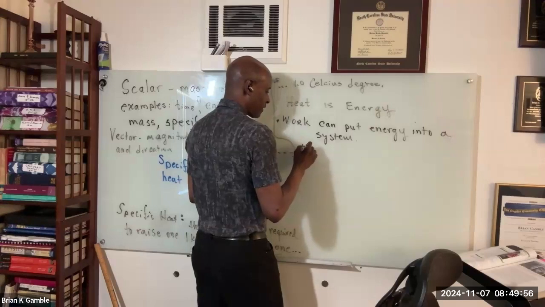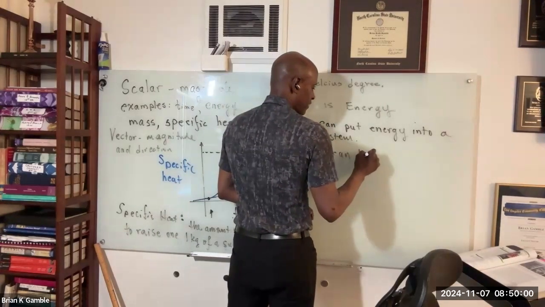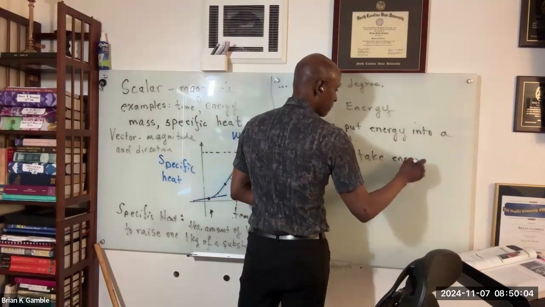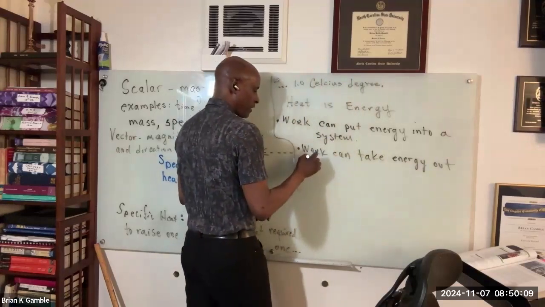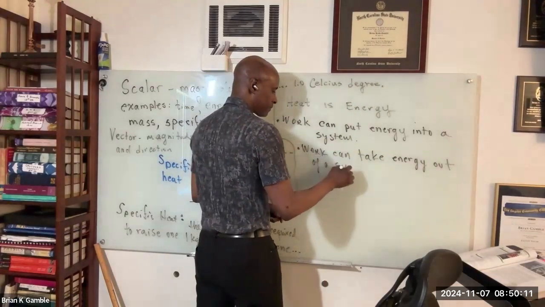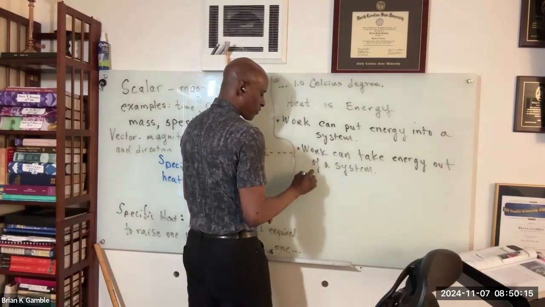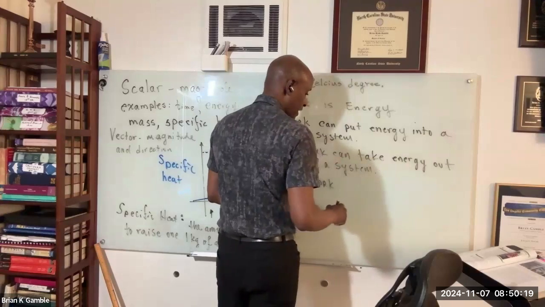Three things. Work can take energy out of a system, and it depends on what type of energy we're talking about and also how you define the system. And work can transform energy within a system from one type to another, say from potential to kinetic.